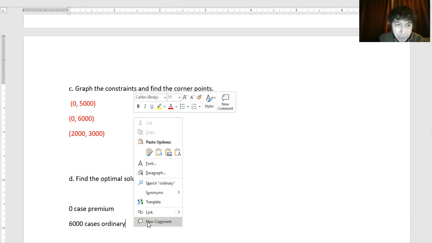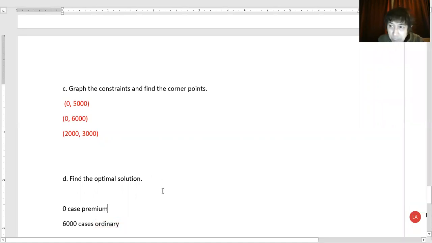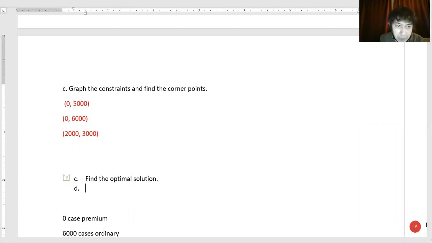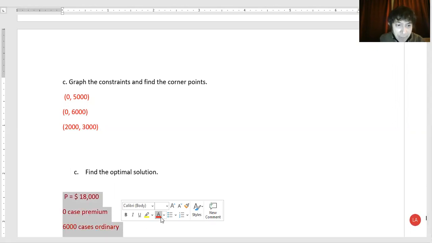Of course, we still have to compute the maximum profit, and the maximum profit is 18,000. Let's put it on top over here. That'll be a maximum of 18,000, that's the maximum profit, with 0 cases for premium type and 6,000 cases for the ordinary type of paper. That provides the answer.